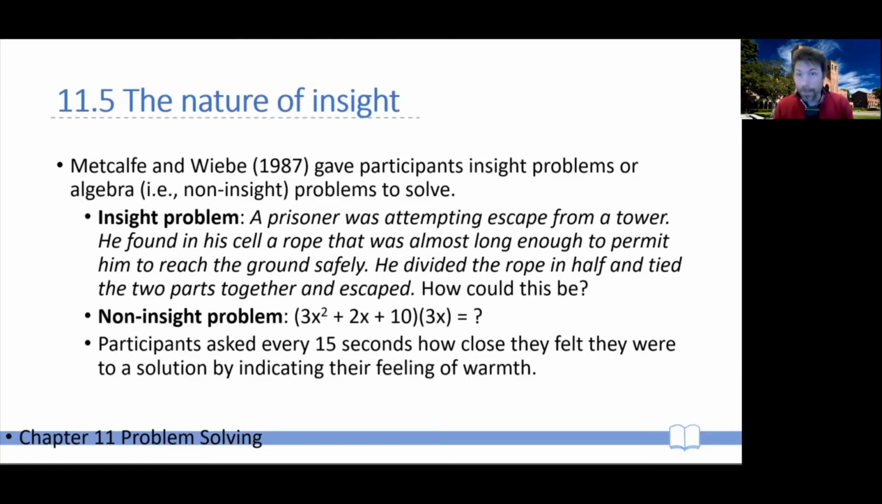And then the second type of problem was a non-insight problem, something more algorithmic, more routine-based, more non-productive. In this particular experiment, the non-insight problem was typically some kind of algebraic problem, just as the one that you see here. And this is the interesting part: they asked participants every 15 seconds for what is often referred to as a warmth feeling. How close did you feel, on a scale from 1 to 7, to the solution? 1 being very far away from the solution, 7 being got it.